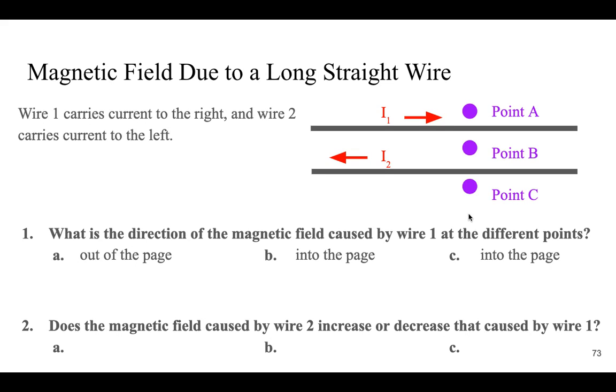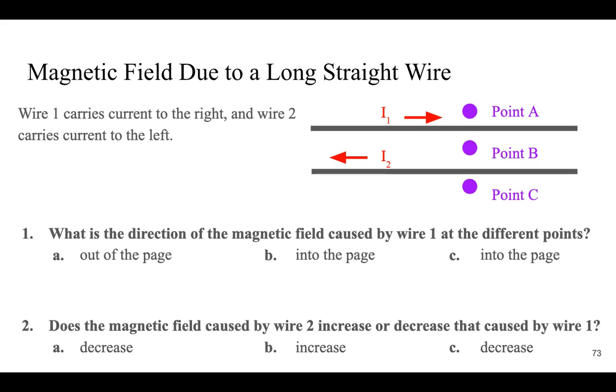At point B, the contribution from the top wire is going into the page. So what's wire 2 going to do? Well, that one's also going into the page, so that should be increasing it. And at point C, the top wire has a magnetic field going into the page, and the bottom wire has one going out of the page, so that should be decreasing it.